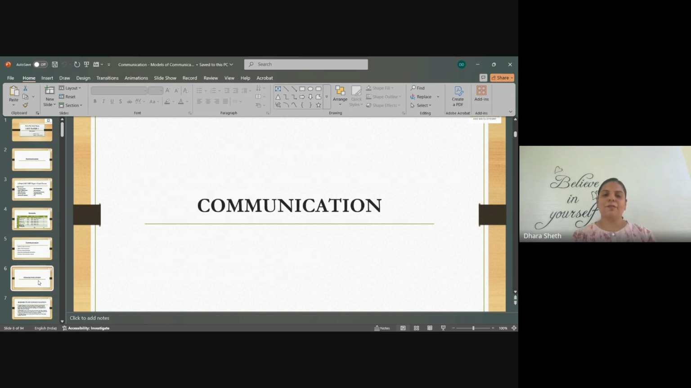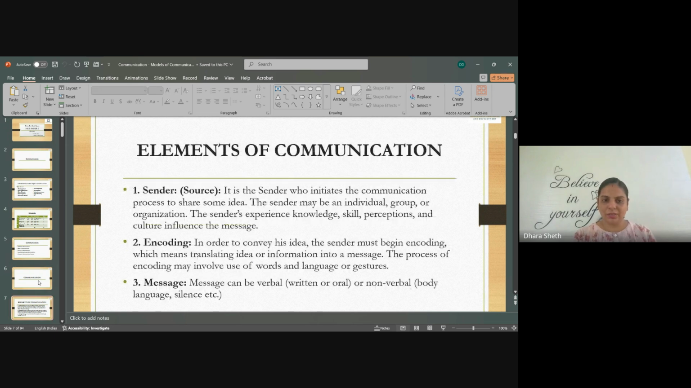Before that, few basic terminology words like what is communication? What are the basic elements of communication? So what is communication? Any message that is passed on from one person to another person is communication. There is a sender or a source who initiates the communication. Like here in the communication between me and you, I am the sender.